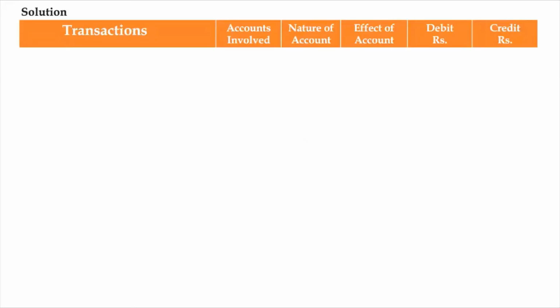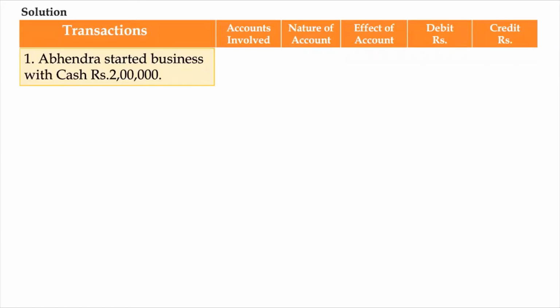Okay, so for that we have to make a table in which the first column will be for the transaction, second accounts involved, nature of account, then effect of account, then debit and credit in rupees. Okay, the first transaction was Abhendra started business with cash rupees 2 lakhs. Okay, so Abhendra is an owner and he wants to start a business with cash rupees 2 lakhs. So in this transaction, how many accounts are involved? First one is cash and capital.